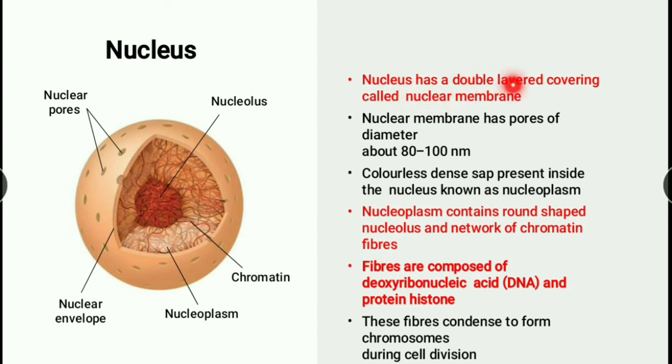Nucleus has a double layered covering called nuclear membrane. This is the nuclear membrane, or called nuclear envelope. It is having pores. Then it is having a colorless sap called nucleoplasm. Like cytoplasm, inside the nucleus, nucleoplasm is there. Understood? And it contains a network of chromatin fibers. These all are chromatin fibers, and these fibers are composed of DNA. What is DNA? Deoxyribonucleic acid.